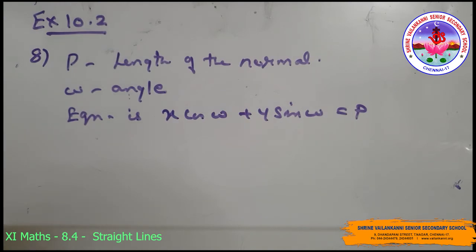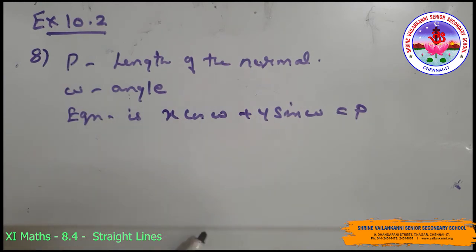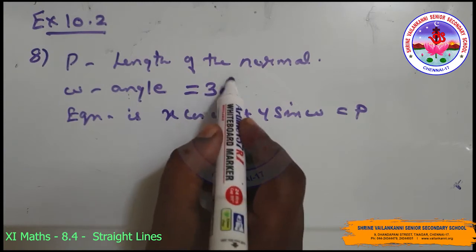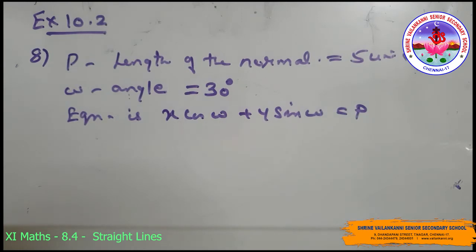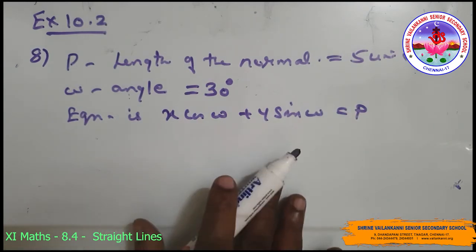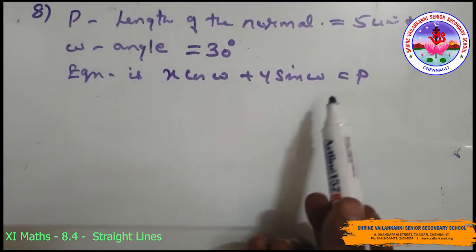Exercise 10.2, 8th question. Find the equation of the line which is at a perpendicular distance of 5 units from the origin, and the angle made by the perpendicular with the positive x-axis is 30 degrees. If p is the length of the normal from the origin to a line and omega is the angle made by the normal with the positive direction of the x-axis, which is 30 degrees, and p is 5 units, then the equation of the line is given by x cos omega plus y sin omega is equal to p.